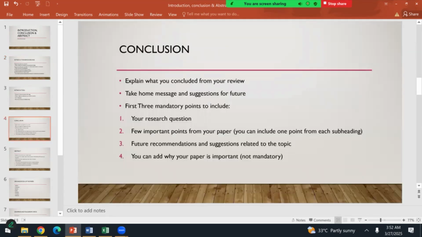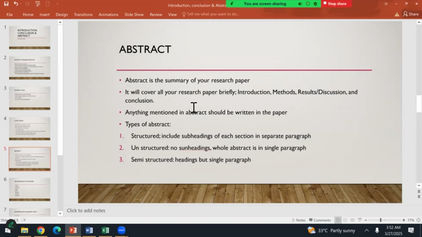And then conclusion has no references, just write the conclusion of your paper in your own words. And then abstract also has no references, just the summary of your paper, which you have already done. What you wrote in your paper, you just have to summarize it at the start of your paper, so that everyone can know what this paper is about just from reading the abstract.